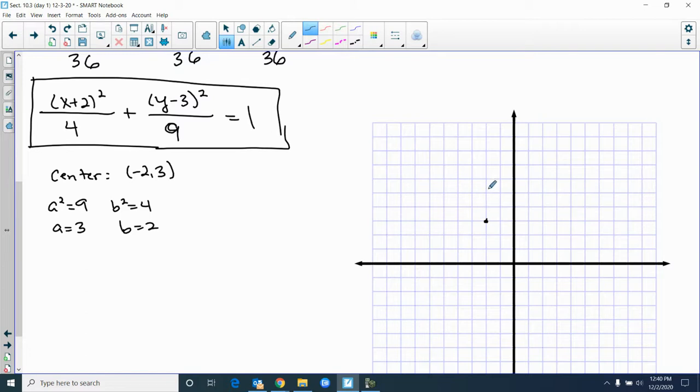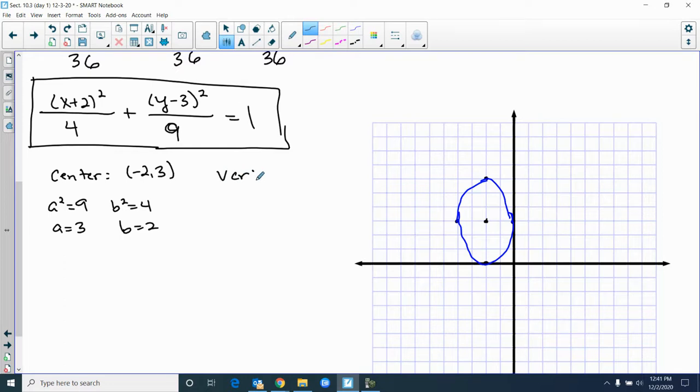So I'm going to go up 1, 2, 3. I'm going to go down 1, 2, 3. And I'm going to go to the left 2. I'm going to go to the right 2. And we can go ahead and sketch. Oh, I don't know if I can. Not my best. All right, so there's our graph.